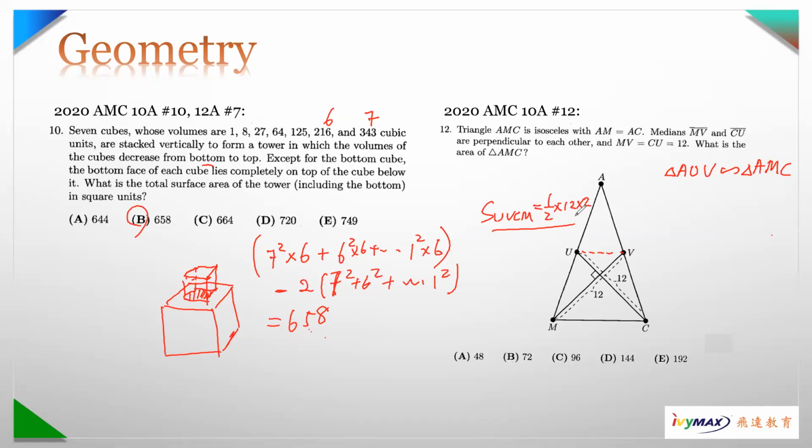Let's say we don't know that, but we just need to find out, since we know that the top triangle is similar to the big one, and the ratio is half, right? Because V and U are the midpoints. So the area of the UVCM, it should be what? It should be just 3/4, right? Because the top one is just one quarter of the area of the big triangle AMC, right? Which leaves the trapezoid with an area of 3/4.